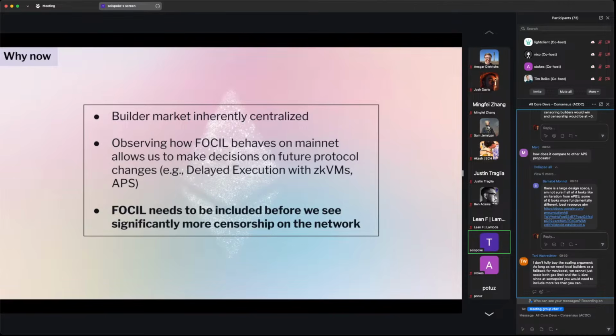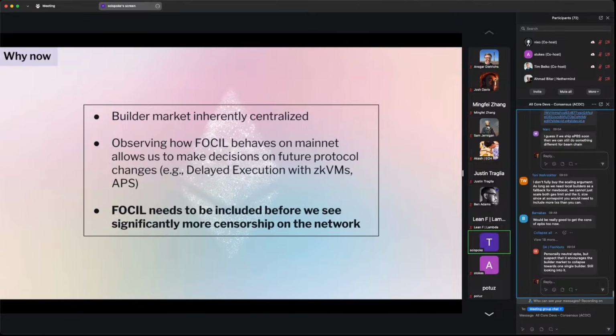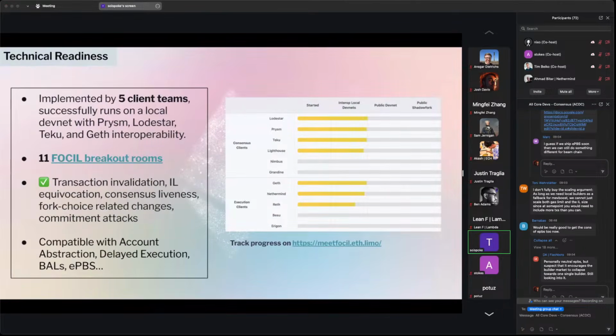We also need Fossil to ship APS, in my opinion. And then, a very important reason for why now, I think it's always understated: we are quite lucky that there is not that much censorship going on in the network right now at the protocol level. And if we wait and things change, and they can, it could make protocol level changes to improve censorship resistance a lot more difficult to coordinate and adopt. And I think that's a point that needs to be taken into consideration in the urgency of shipping Fossil. And then I'll just finish with the technical readiness.